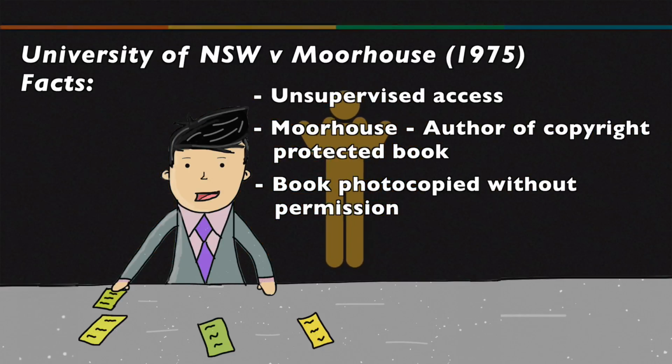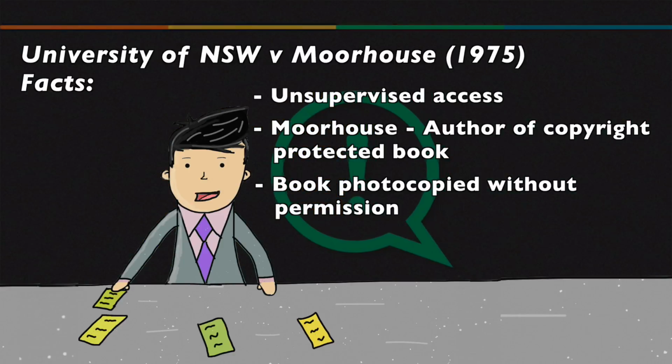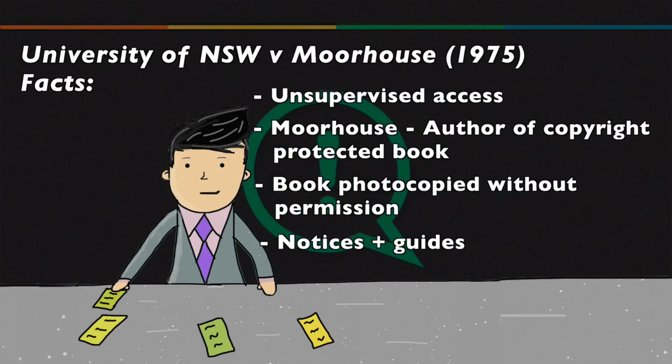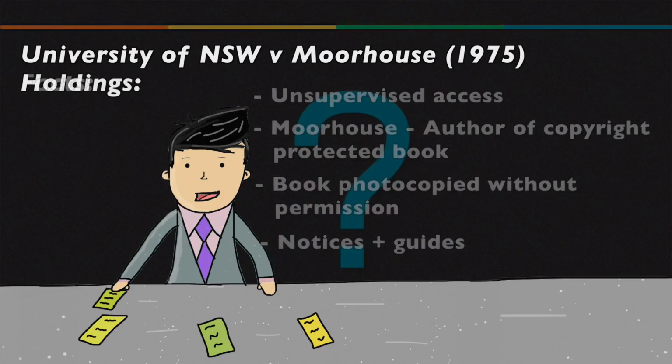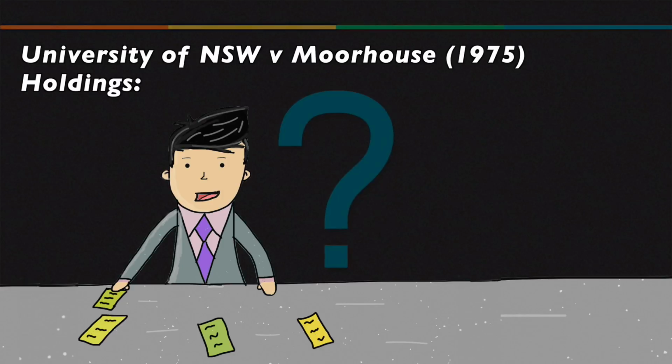The photocopiers were not subject to any supervision or control of what books were photocopied. Notices were placed near the machines, and guides were issued regarding proper use. So that's a rundown of the facts of the case. Now let's look at the holdings of the case.